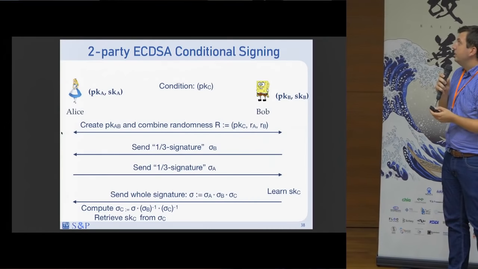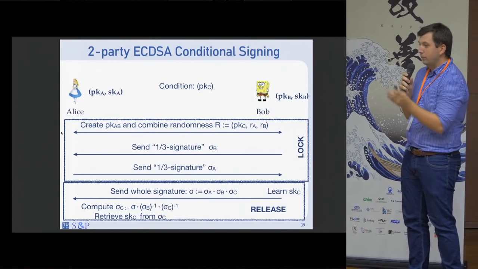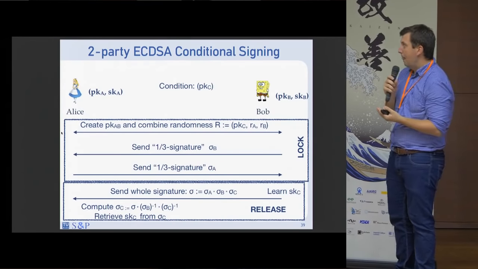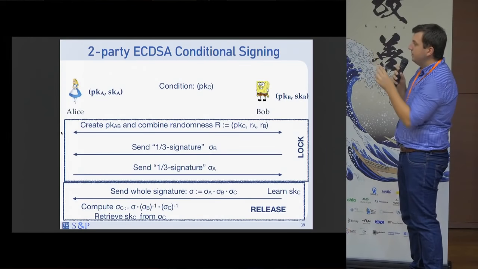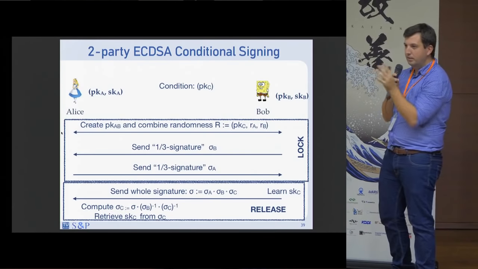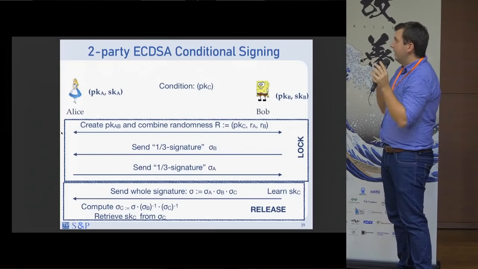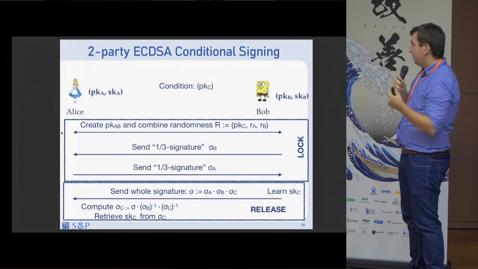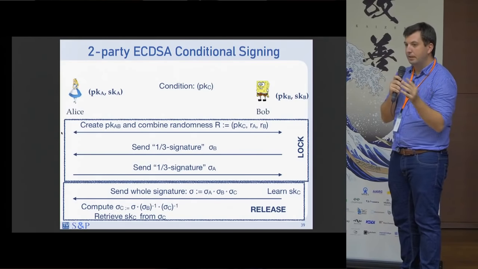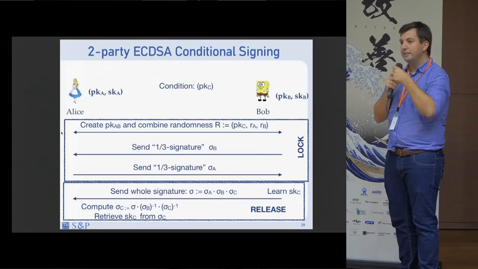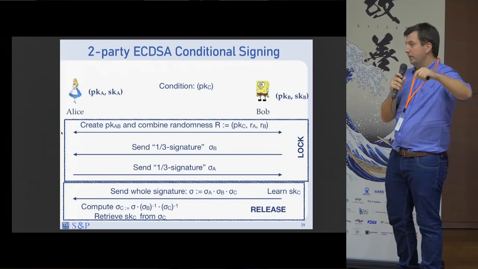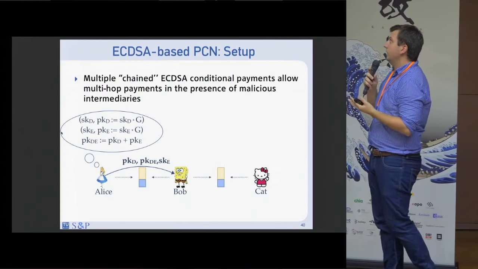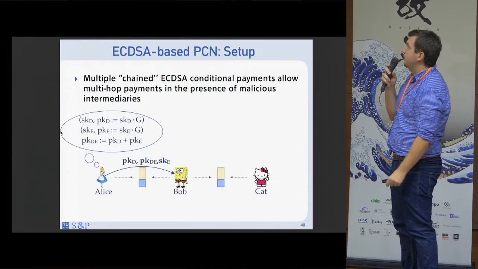And now the question is, okay, this is nice, but how can we use it for multi-hops? How can we use it to actually realize the payment channel network? If you think a little about it, the first messages look pretty much like the lock part, setting up everything such that Bob, in this case, will be able to get the payment when he learns the condition. And the second part looks like the release part. As soon as Bob learns the secret, he can get the coin and release the secret to the next one in the path. So this is basically the idea of what we do as an ECDSA-based payment channel network.